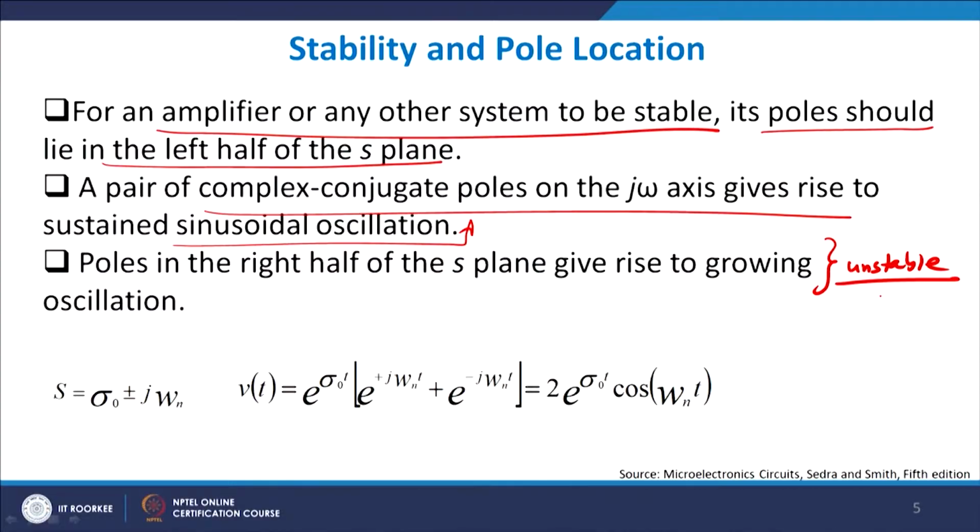Now, let me come to the explanation here. If you see this signal, S equals sigma 0 plus or minus j omega n, right, and therefore if this is the value of S which you see, then we can write down the voltage.